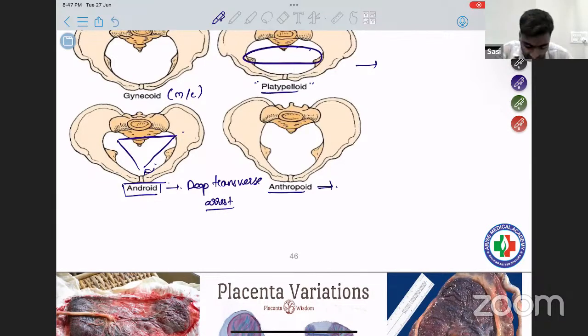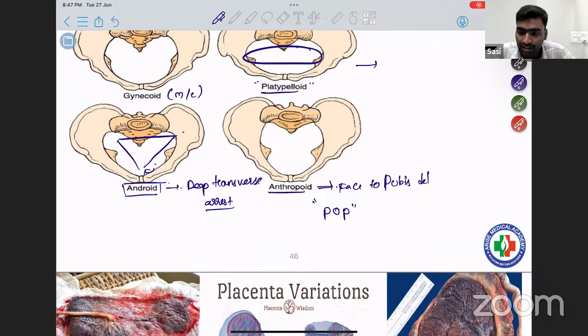Fine. Next one, the anthropoid pelvis. This is how the anthropoid pelvis looks. It results in one type of delivery known as face to pubis delivery, and it results in the persistent occipito-posterior position. Just remember these 2 points about this type of pelvis, and the most common one is the gynecoid pelvis. Okay, that's it about the pelvis.